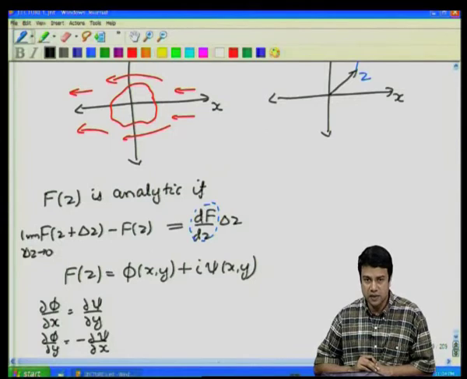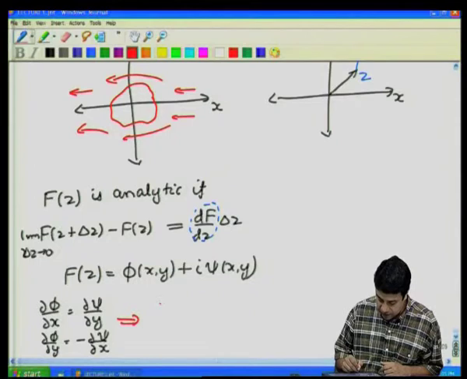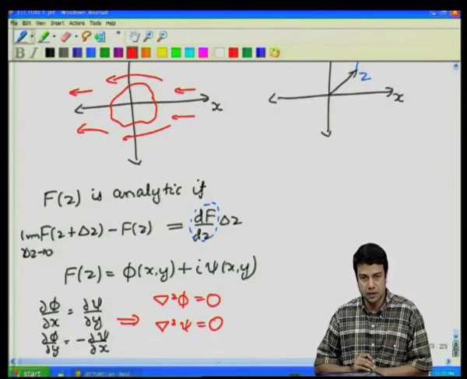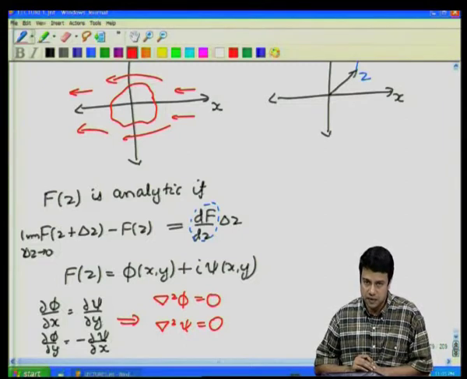And just by simple algebraic manipulation, you can show that if these conditions are valid, then del square phi has to be equal to 0 and del square psi has to be equal to 0. So, for the complex function f of z, the requirement of analyticity requires that both the real and imaginary parts of this function satisfy the Laplace equation.